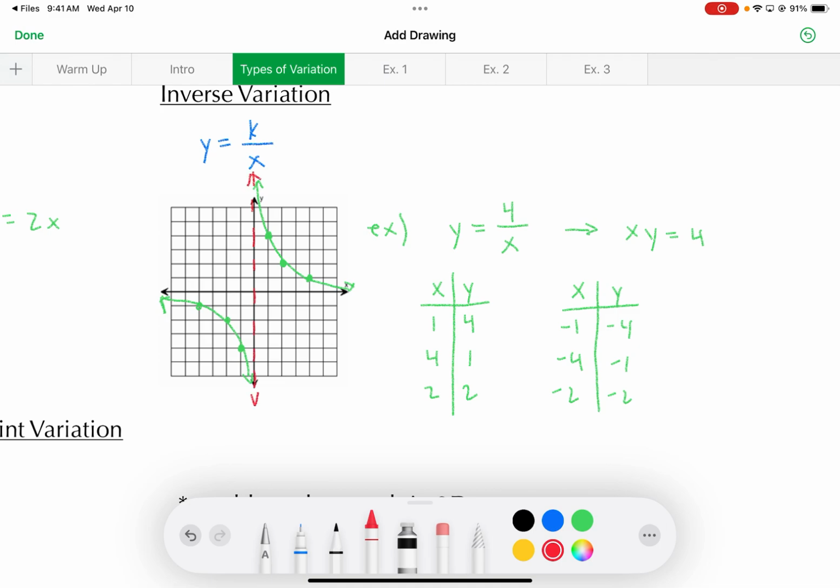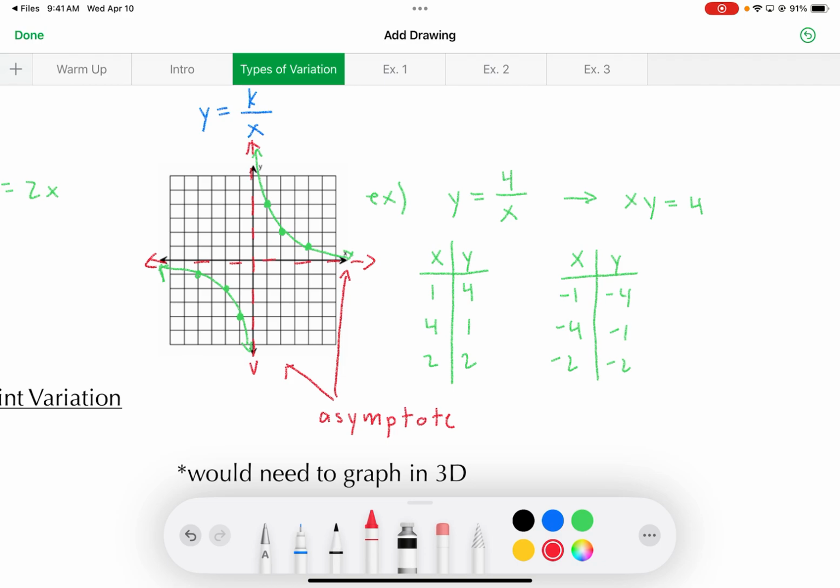We heard that word before? Asymptote? Yes, no? All right, so an asymptote, let's write that in. Here's how you spell it. Asymptote. That is a line that your curve approaches, but it never actually touches. So the green curves here, they're getting infinitely close to these two asymptotes.